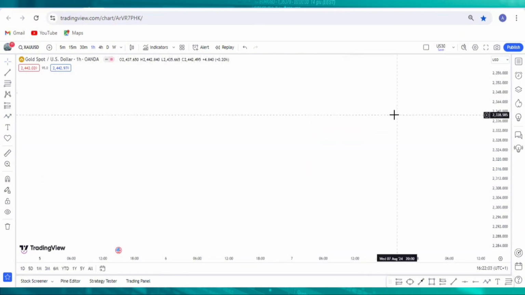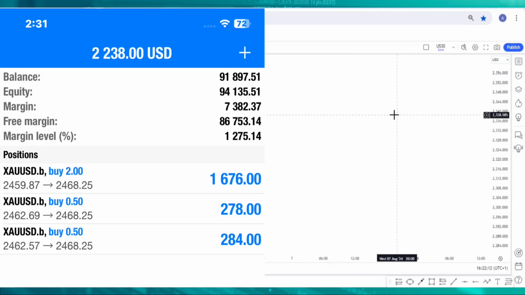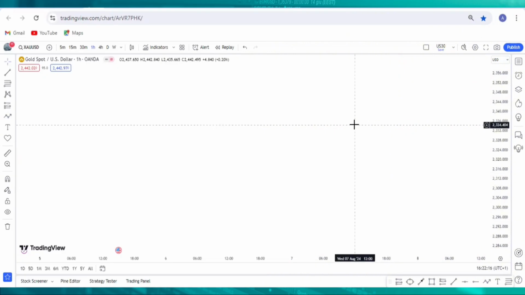I've used this strategy to make money, a lot of money, I mean tons of money. Me and my students have used this strategy to make tons of money, and yesterday, Friday, I made close to $3,000 trading gold with this strategy. All right. So that is the support and resistance.